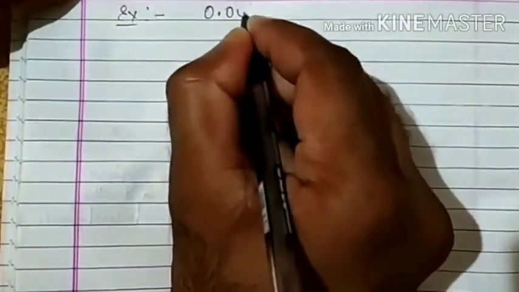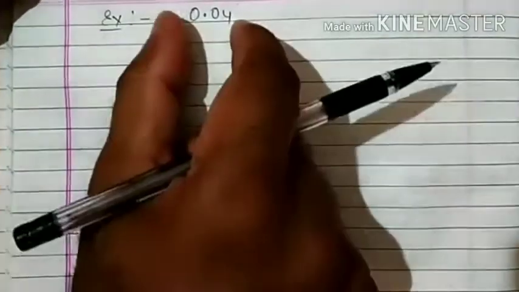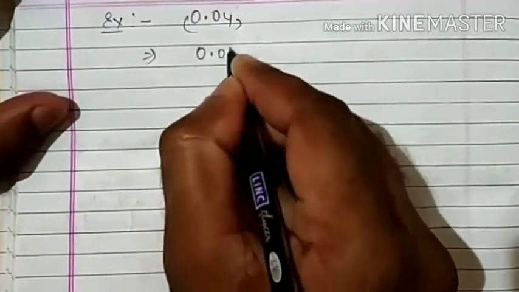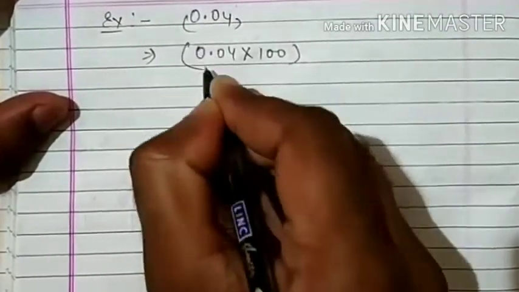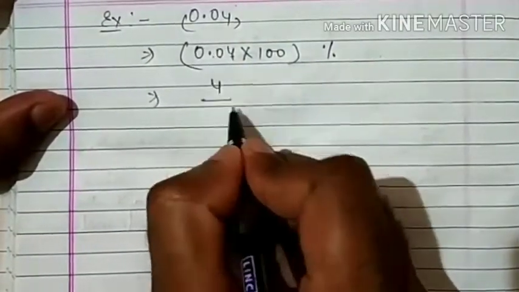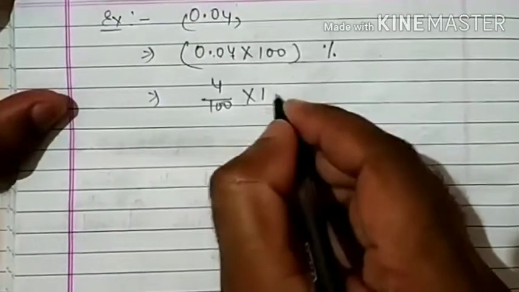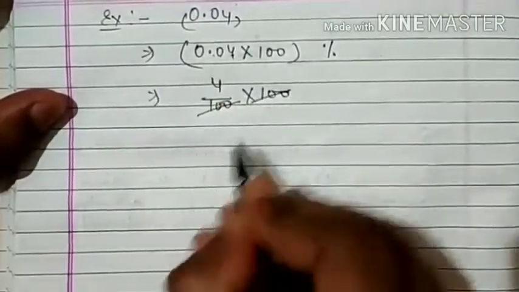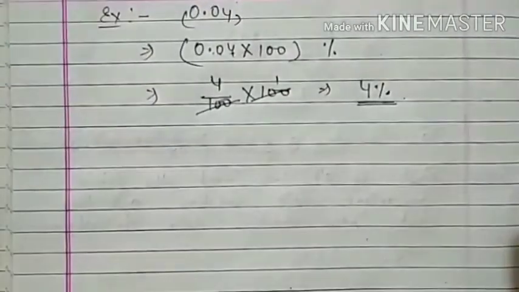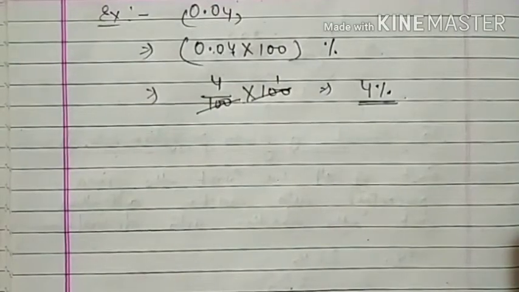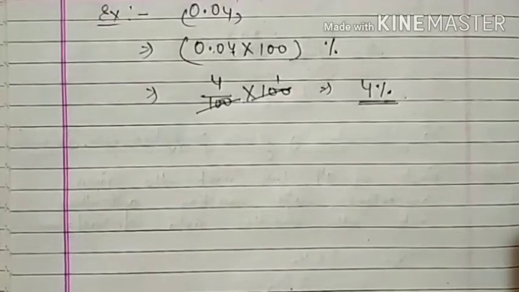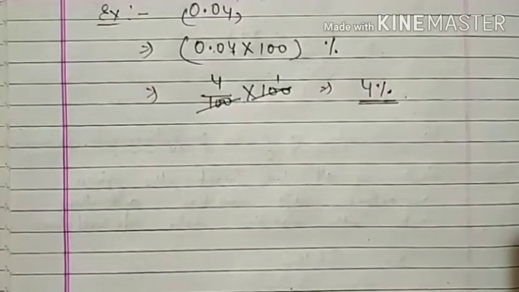Let's take one more example. 0.04. So this is of the form decimal. We have to convert it into percentage. So what will we write? We will write 0.04 multiplied by 100 and put a sign of percentage. What do we get? 4 by 100 multiplied by 100. 100 will divide 100 one time, and we get 4%. This is our required percentage form of the given decimal. I hope it is clear to everyone.